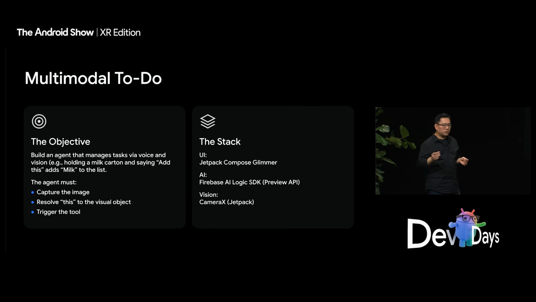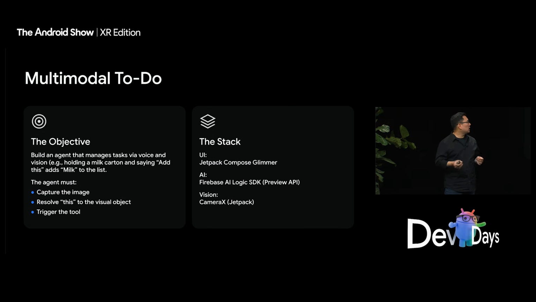So let's extend our to-do sample to support multimodal interactions on our AI glasses. Our goal is to enable a flow where a user can simply hold up an empty carton of milk and say, "Add this." So our agent needs to do a few things. One, capture the image. Two, understand that "this" refers to the visual object, the milk. And three, trigger the existing add to list function in our app.